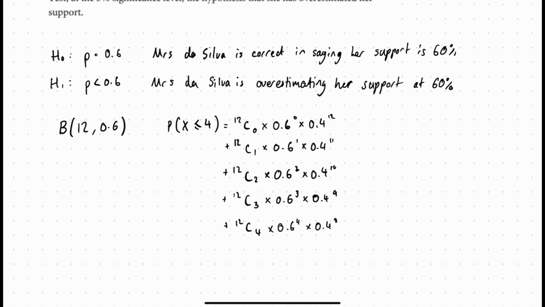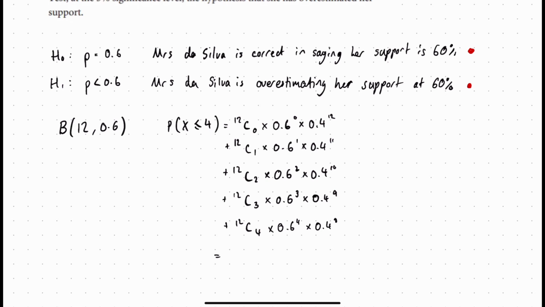Okay, and you just type that into a calculator, and if that value is greater than 5%, then you would accept your null hypothesis. If the value is less than 5%, then you would reject your null hypothesis and you'd accept your alternative hypothesis. So, in other words, if it's greater than 5%, she's telling the truth, her support is at 60%. If it's less than 5%, then she's incorrect and she is overestimating, so we accept this alternative hypothesis.